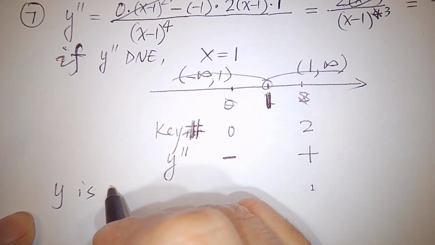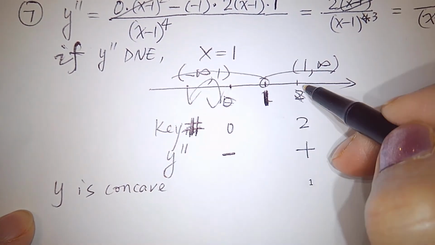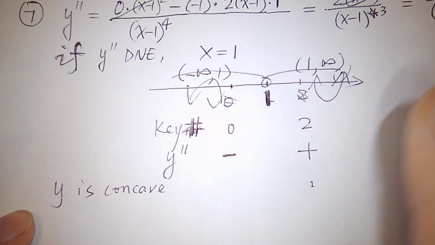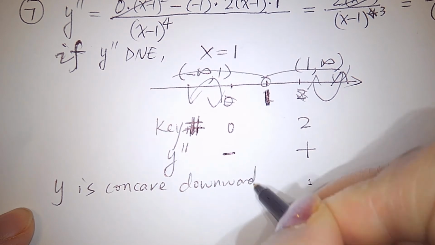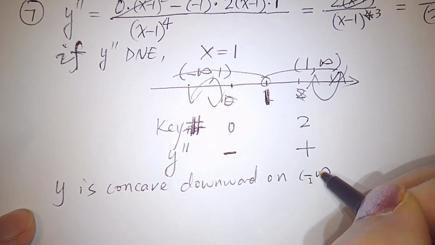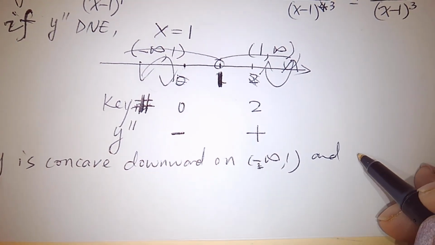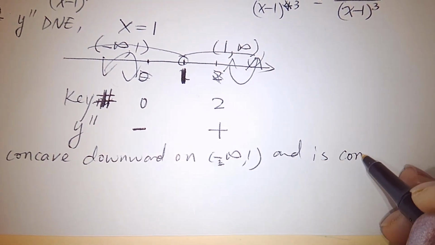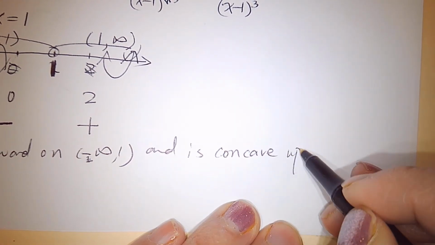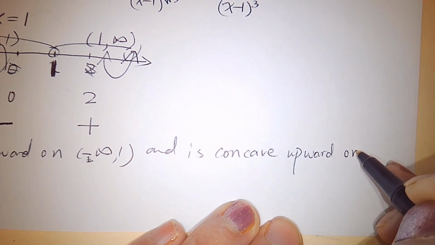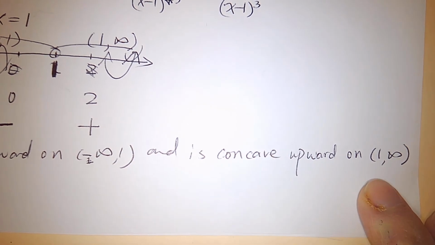So we are going to get a conclusion, okay? Function y is concave downward, or you can draw a picture like this to help you, on negative infinity to 1, and is concave upward on 1 to positive infinity. Everybody?